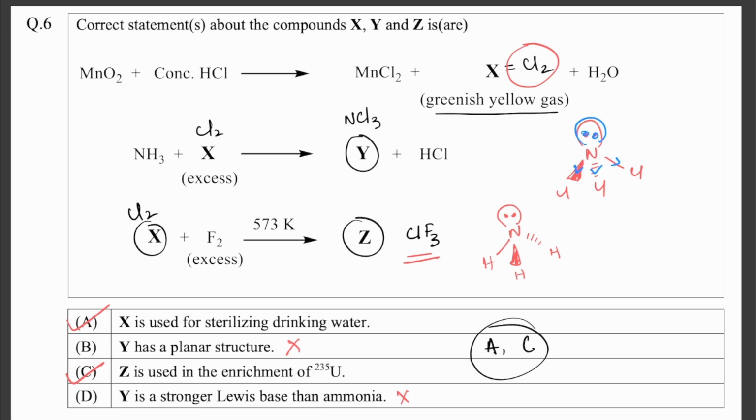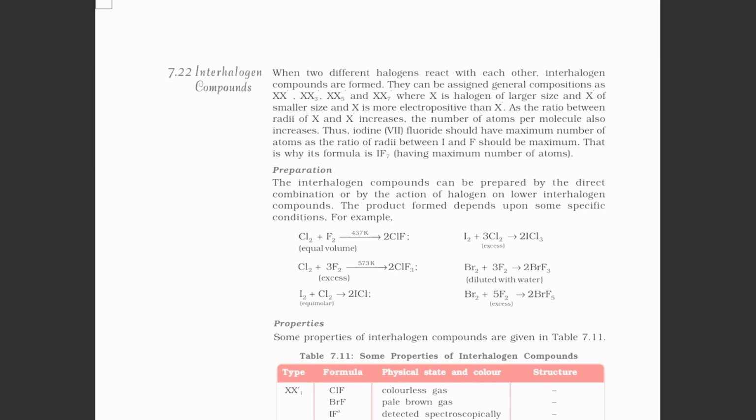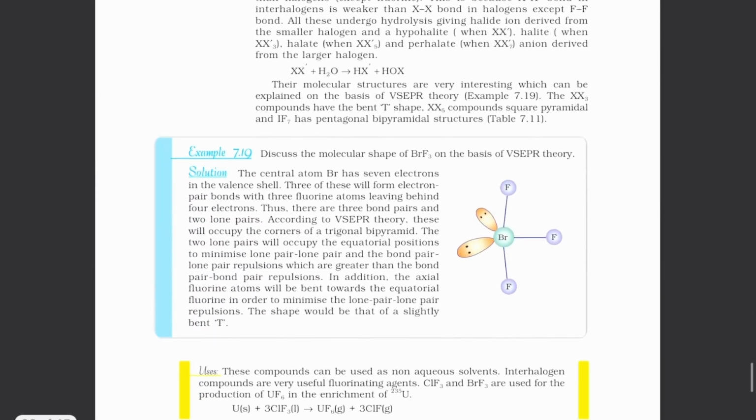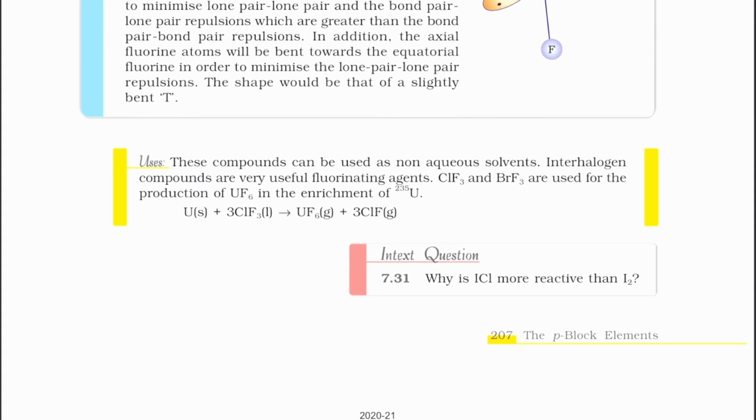Now let us check where the answer is given in NCERT. In NCERT, if you go to the interhalogen part in the p-block, the uses of interhalogens, there you will get: ClF3 and BrF3 are used for the production of UF6 in the enrichment of uranium-235. So that is from here.